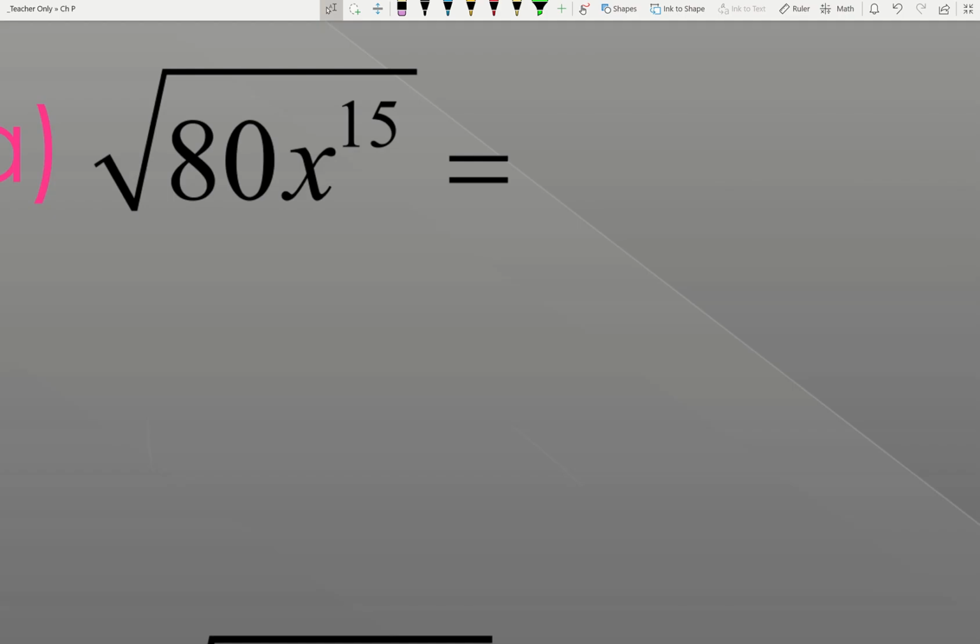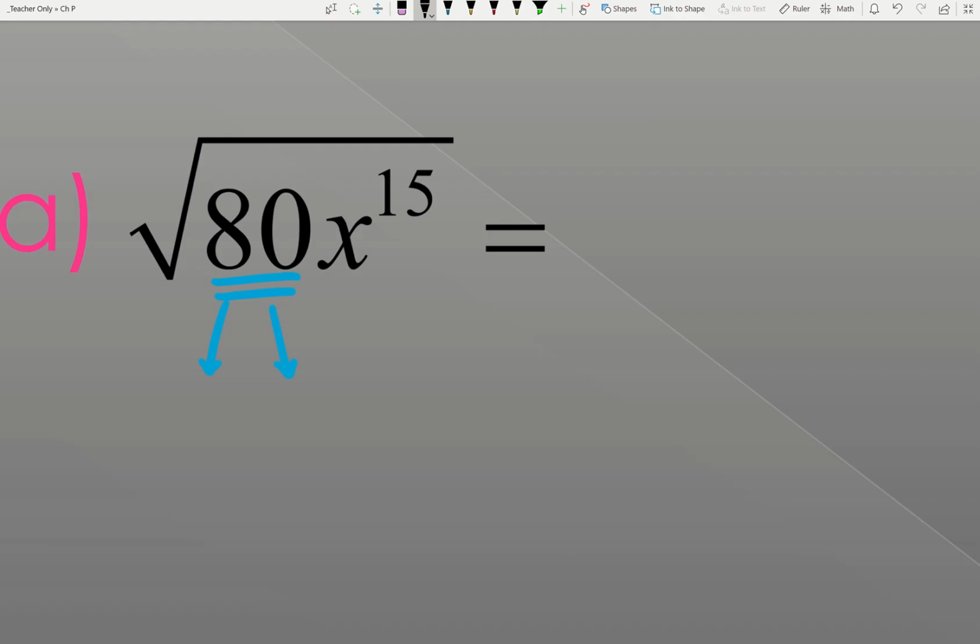So example 5, we have the square root of 80x to the 15th. We're going to break up in terms of some letters. So if you think about your list of perfect square numbers, I think the largest one that goes into 80 would actually be the perfect square number 16. Okay, now 16 times what makes 80? Well, if you play with it, 16 times 5 is going to give you 80.